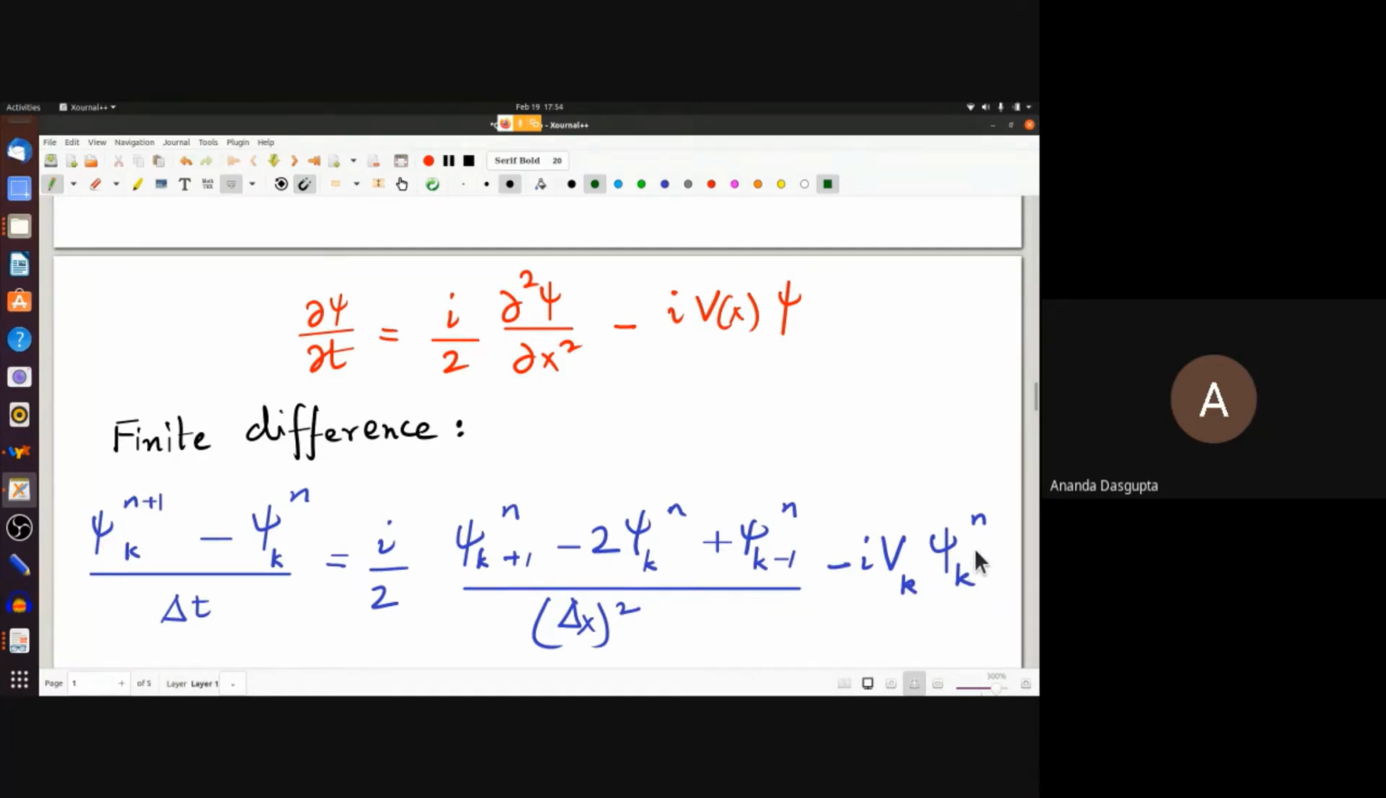Okay, you might very well wonder, can we do something better? Instead of using forward difference for the time derivative, can we use central difference? Or can we use some of the higher order technique like Runge-Kutta? We can. It's just that things are going to be difficult enough as it is.